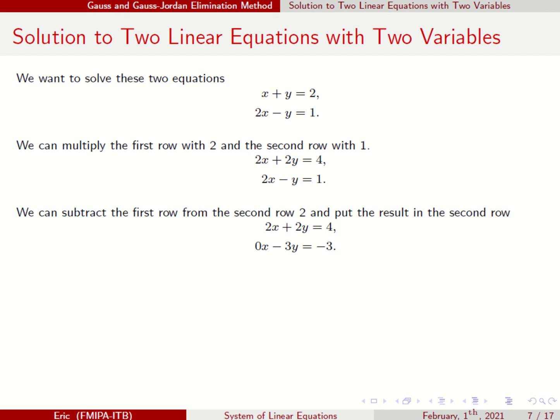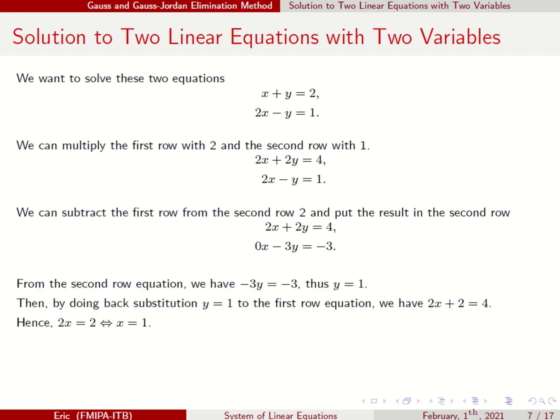So 2x minus 2x is 0x, minus y minus 2y becomes minus 3y, and 1 minus 4 becomes minus 3. Then I have minus 3y equals minus 3, thus y equals 1. By doing back substitution, y equals 1 into the first row equation, you have 2x plus 2 times 1, that is 2, equals 4. So you have 2x equals 2, which means x equals 1. So the solution is x equals 1 and y equals 1, and the intersection point is (1, 1).